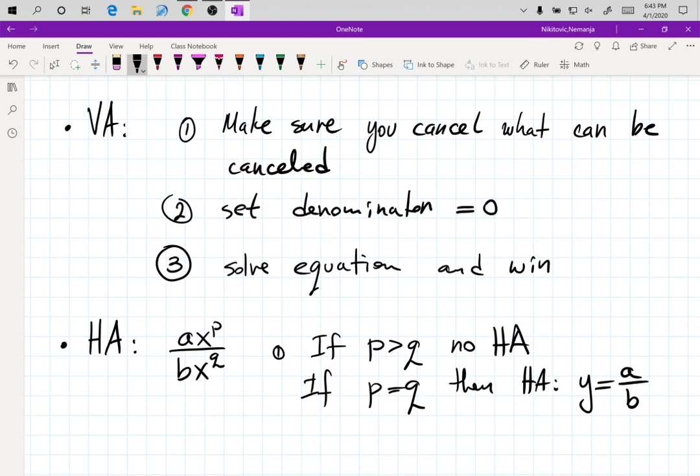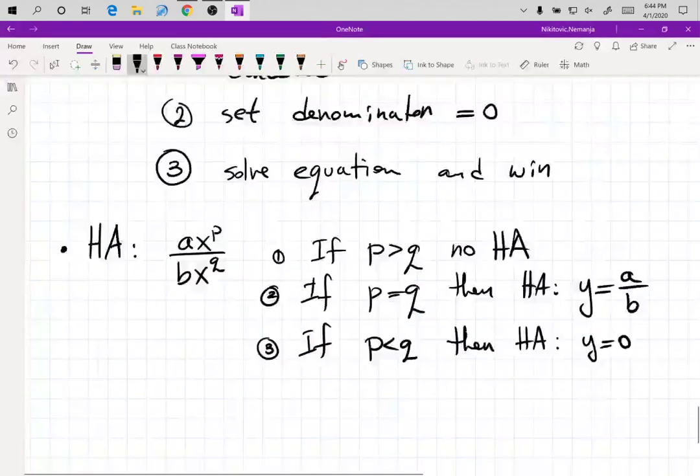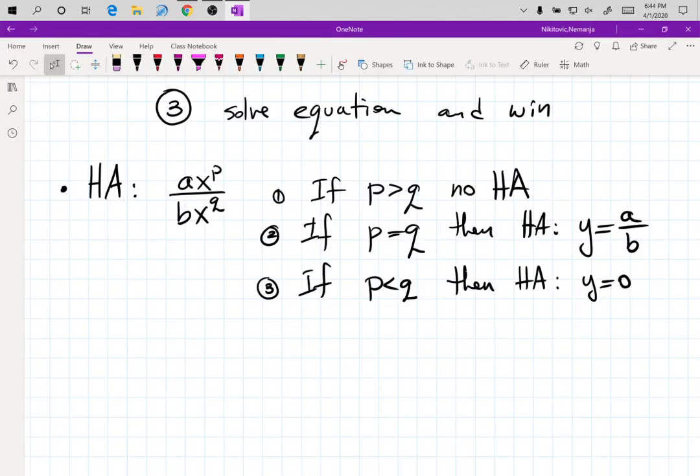So this is case 2. And finally case 3: if p is less than q, then the horizontal asymptote is y equals 0. So these are the three possibilities for horizontal asymptote. And finally, slant asymptotes. That is this case, actually.